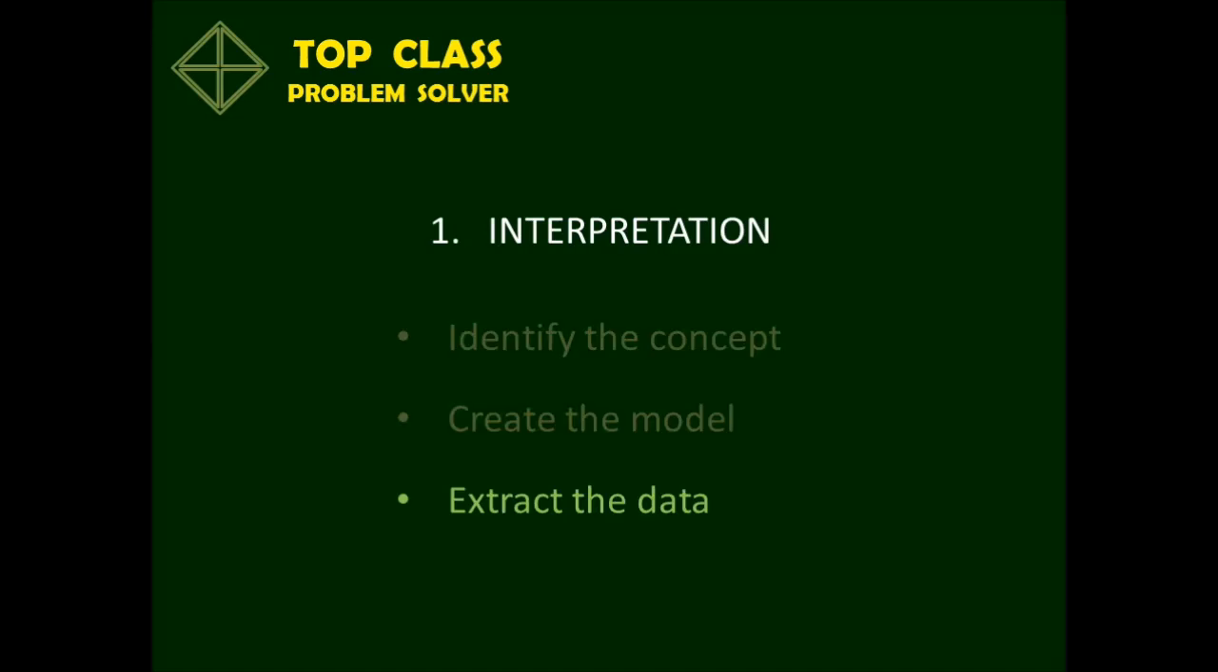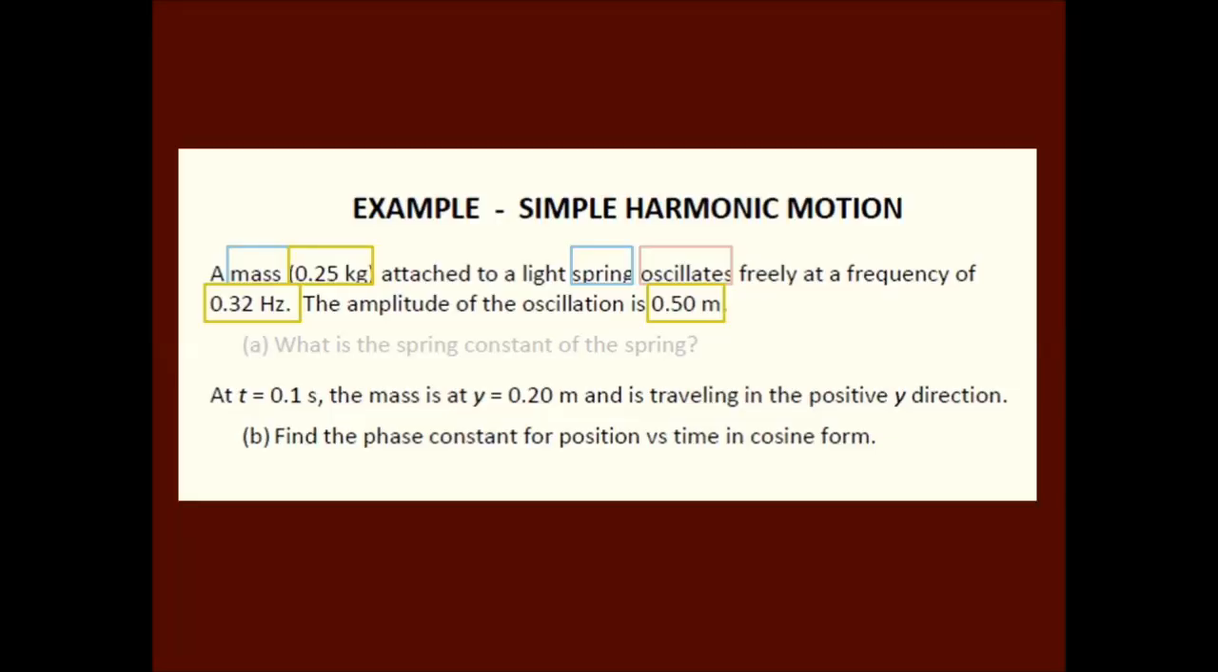The third step of the interpretation is to extract the data carefully from the problem. In the statement of the problem, the mass is given as 0.25 kilograms. The frequency of the oscillation is given as 0.32 Hertz. And the amplitude of the oscillation is given as 0.50 meters.